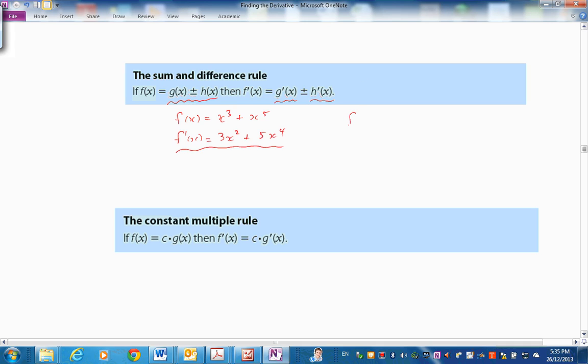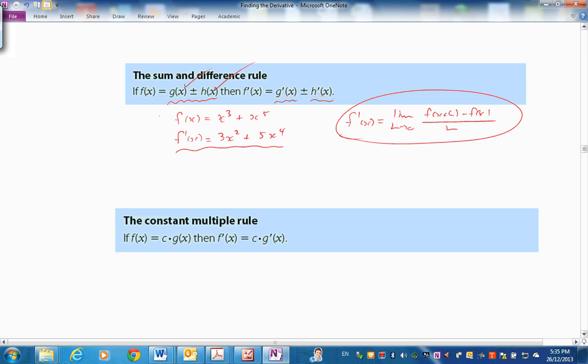And you can prove that from the fundamental first principles definition. What is that again? Remember, the first principles definition is f'(x), so the limit as h tends to naught of (f(x+h) - f(x))/h. If you went through that definition with this general expression, g(x) + h(x), or g(x) - h(x), you would be able to show that.